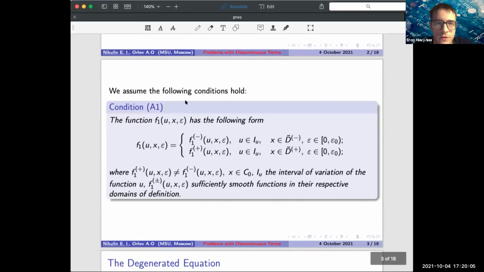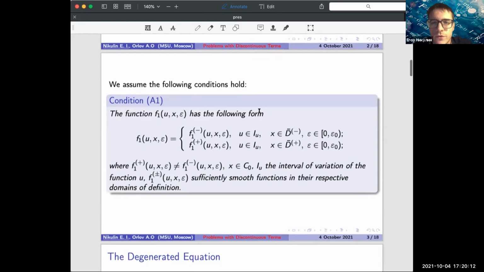We assume the following conditions hold. The function f1 has the following form. Here the function f1 undergoes a discontinuity of the first kind, and the functions f1 minus and f1 plus are sufficiently smooth functions in the domains D minus closed and D plus closed.